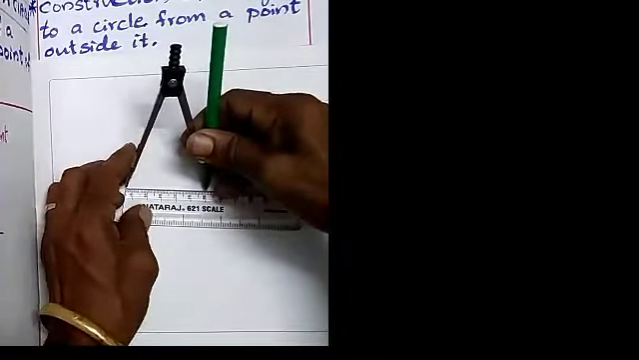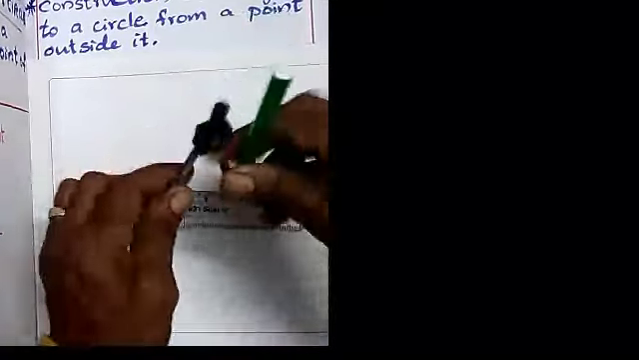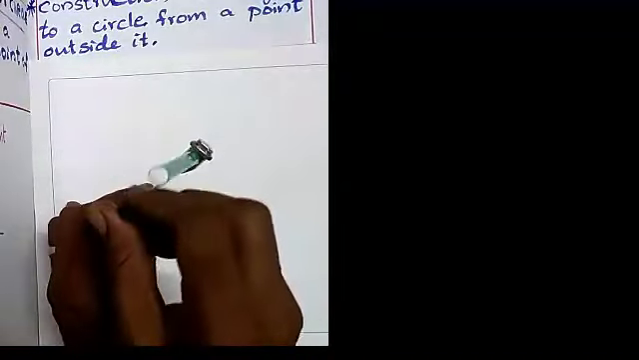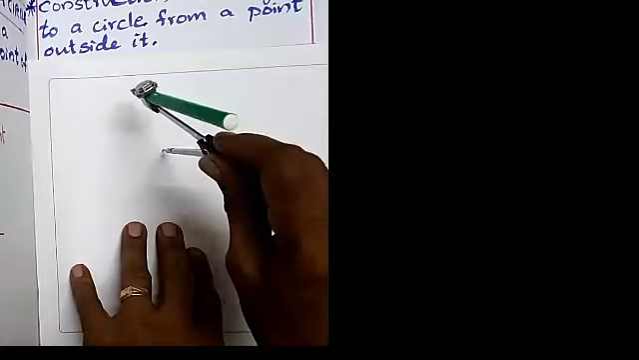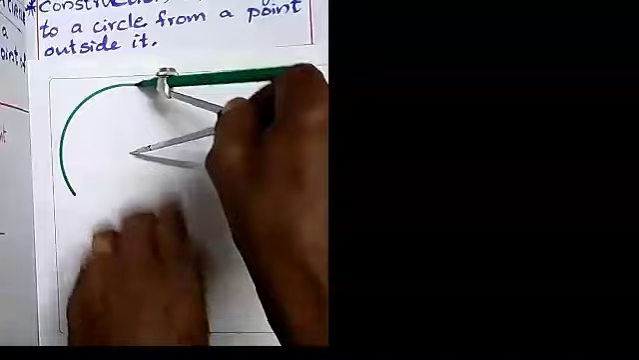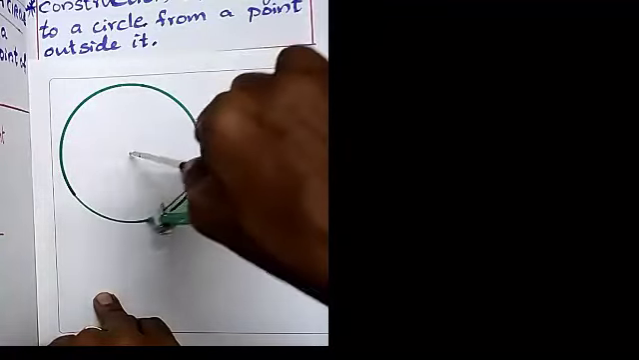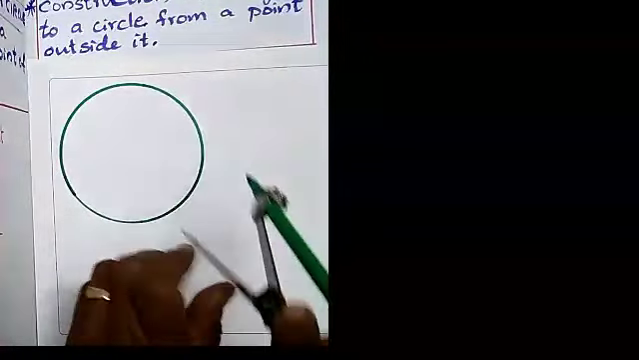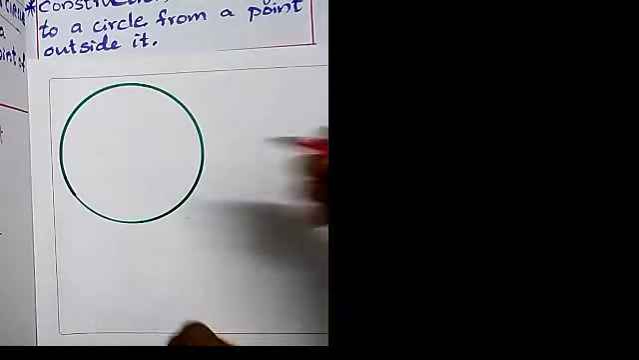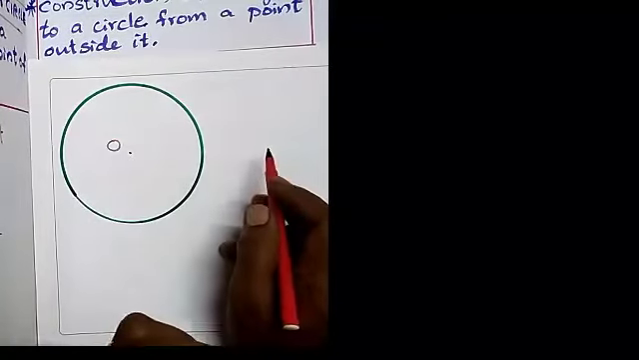Radius, correct, 5 cm you need to select. Okay, so radius is 5 cm. Now you have to draw the circle. A circle of radius 5 cm that we are selecting, and here also we can mark the center. The center is O. So the point is O.